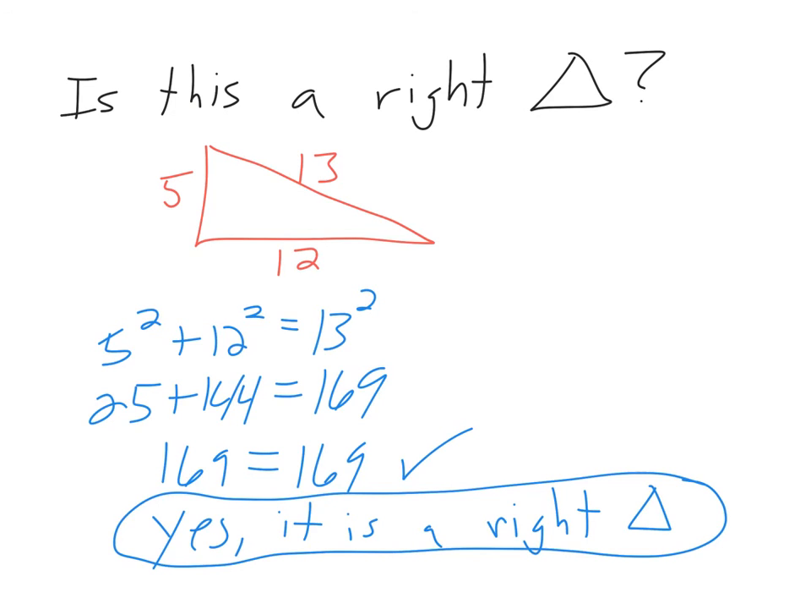I've got my 5 squared plus 12 squared equals 13 squared. 5 squared is 25, 12 squared is 144, 13 squared is 169. I add 25 and 144 together and I get 169. 169 is in fact equal to 169, so yes, it is a right triangle. Those of you that are more observant will know that this example we used already earlier in this lesson, but it still helps to prove a point.